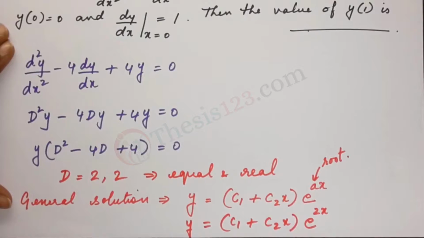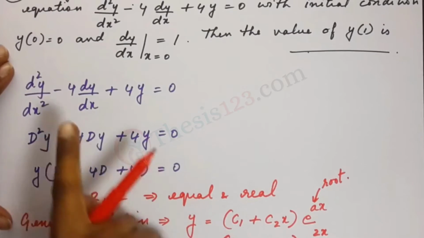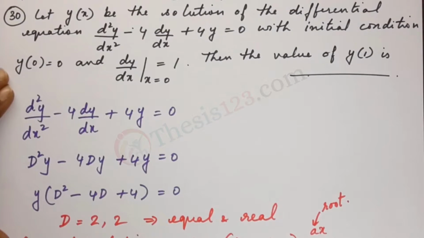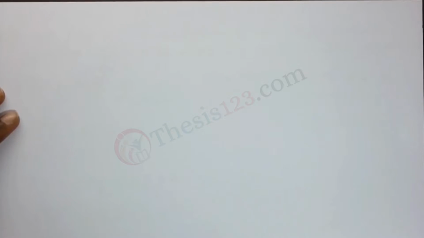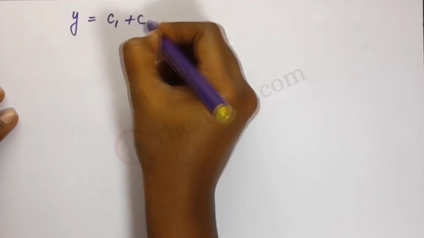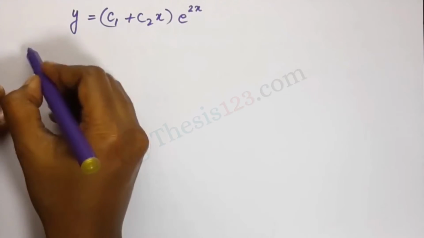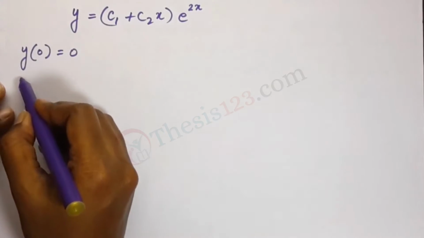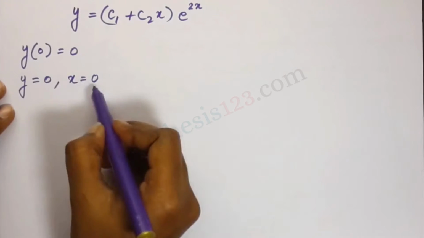Next step is to find out the particular solution. The particular solution is to find out the values of c1 and c2 using the initial conditions given to us. Okay, so I'll just grab another sheet of paper and then we'll continue. Right, so here we are. We have the general solution, c1 plus c2x into e power 2x. Now the first initial condition is y of 0 is equal to 0. If y of 0 is equal to 0, it tells us that y is equal to 0 and x is equal to 0. Let's substitute this over here.